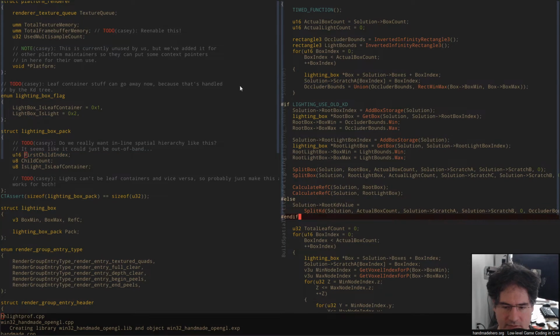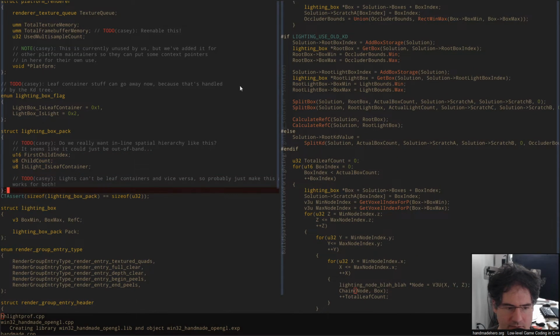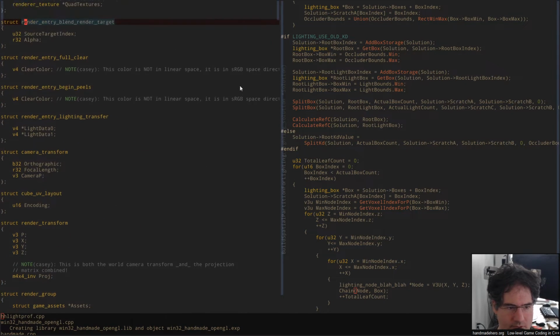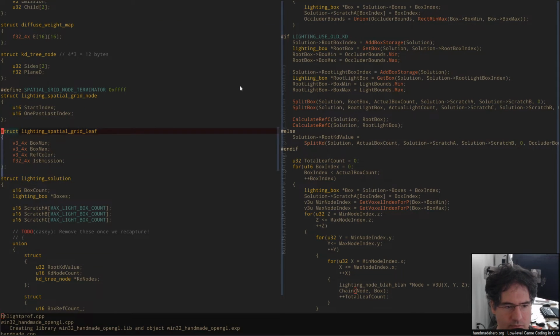So what I'll do is say, okay, for every one of our grid nodes, temporarily, inside whatever the actual structure here is in lighting, I'll make the start index be the thing that tells us what the first element in the grid is. And then I'll chain using that temporary value in the lighting box.